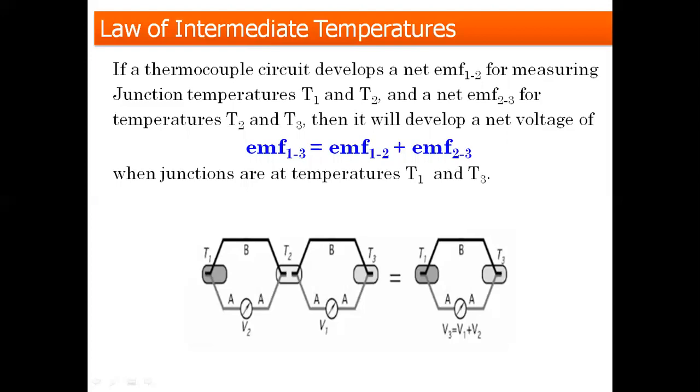So the law of intermediate temperatures says if you use a third thermocouple where the temperatures are T1 and T3, then the voltage V3 that will be produced over here will be the sum of the two thermocouples. That is, V3 will actually be V1 plus V2. Okay, so that is intermediate temperatures. It is like a series connection. So if you have a series development of temperatures, you can actually replace it with one thermocouple having T1 and T3, and the voltage that will be produced will be the addition of the two voltages.